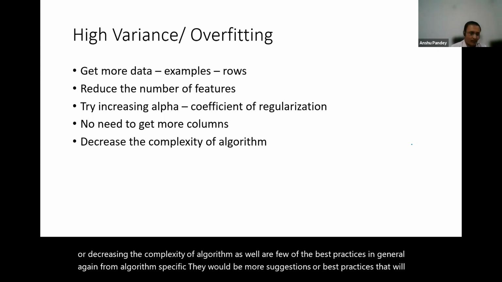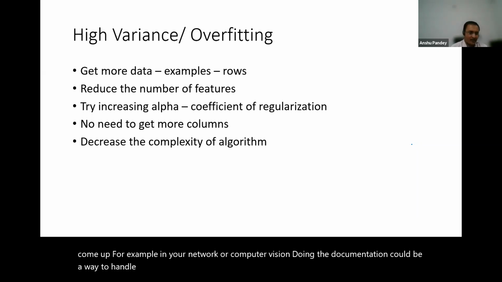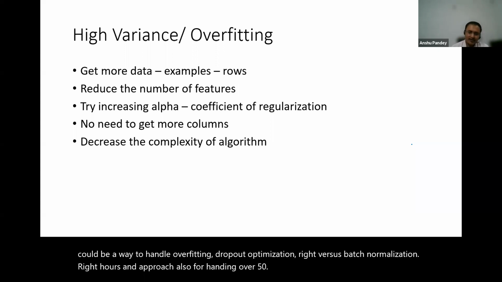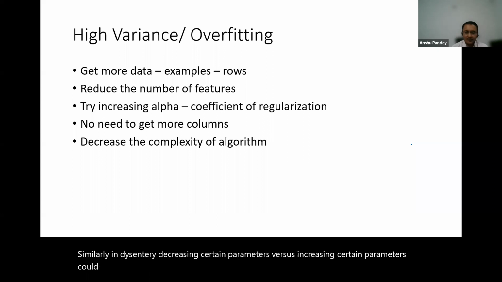For example, in neural networks or computer vision, doing data augmentation could be a way to handle overfitting. Dropout, optimization, and batch normalization are also standard approaches for handling overfitting. Similarly, in decision trees, decreasing certain parameters versus increasing certain parameters could be a way to handle overfitting.